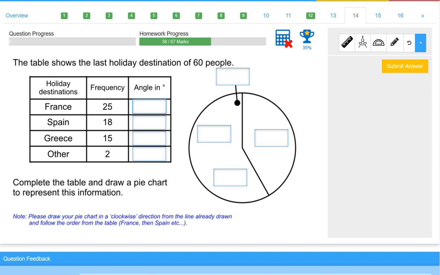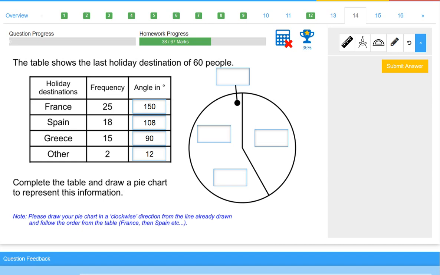must be 6 degrees. So if one person is 6 degrees, for Other, it would be 2 times 6. For Greece, it would be 15 lots of 6. And I'm going to turn it into a number in just a minute. 18 lots of 6 degrees and 25 lots of 6 degrees. So let's just calculate that and stick it into my table. And I get it to be 150, 108, 90, and 12.